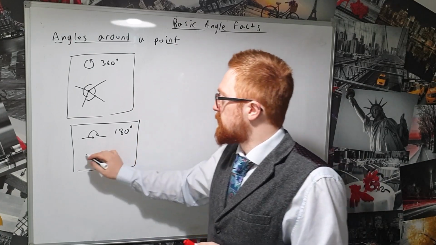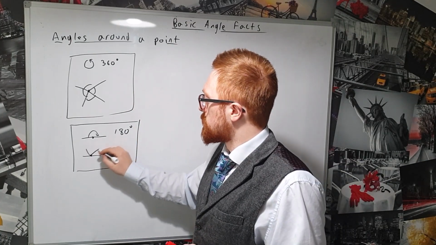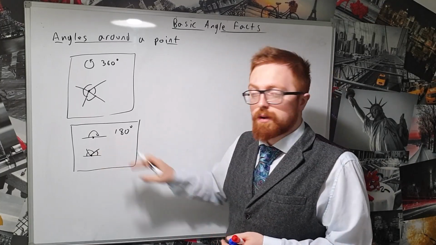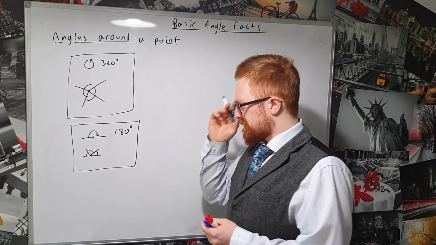But what this means is that if we have angles on a straight line, if we add them all up, then they have to sum to 180 degrees.